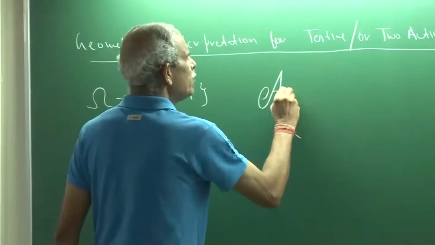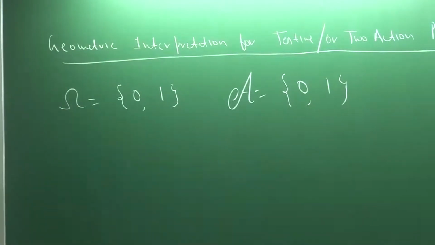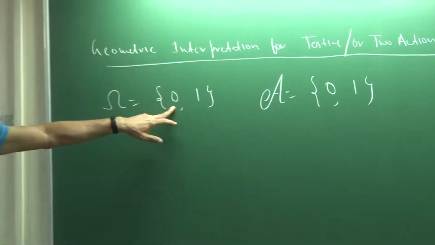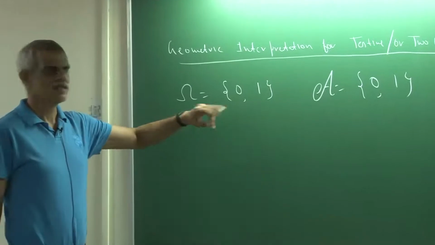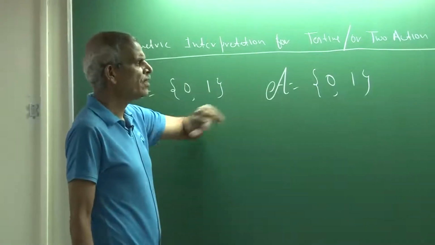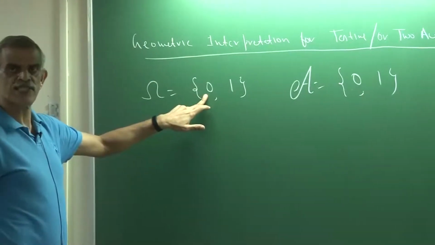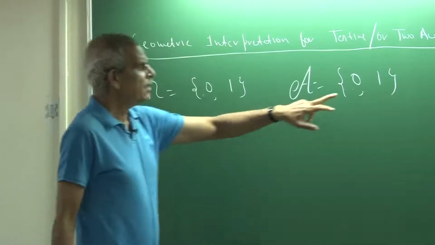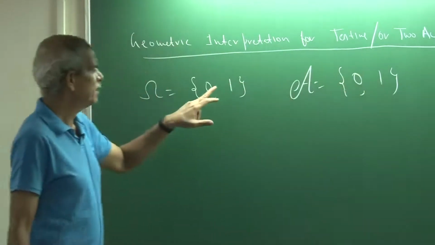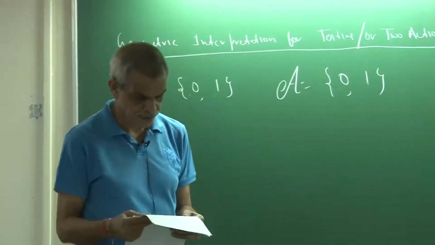And corresponding to this, I have only two actions available to us. So I have to guess what is the true state of nature, 0 or 1. I say my actions are 0 and 1. So action 0 corresponds to saying that 0 is the true state of nature. Taking action 1 means saying that 1 is the true state of nature.